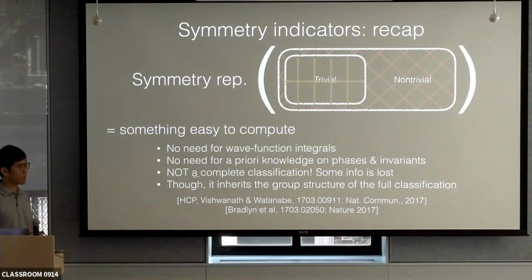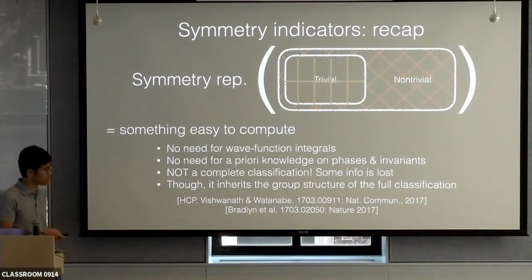So this is powerful in that sense, but as I've tried to caution you, this is not going to give you a complete classification in general, because we're only looking at the counts and some information is lost. But this can be sharpened into a mathematical framework and can show that this will inherit part of the group structure of the full classification. So the theory of symmetry indicators is basically what we tried to develop in this paper.